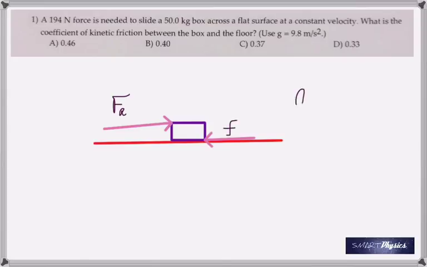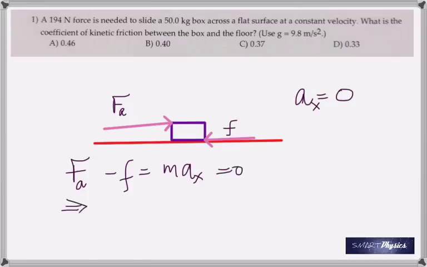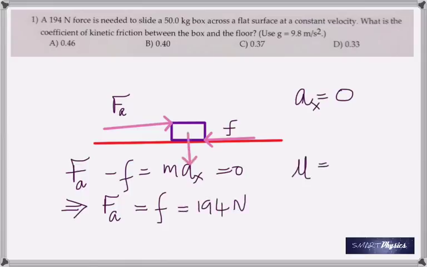Friction is always opposite, and acceleration is 0. Because the net force is Fa minus F, which is 0 since there is no acceleration. So the applied force is equal to the force of friction, which is 194 newtons.